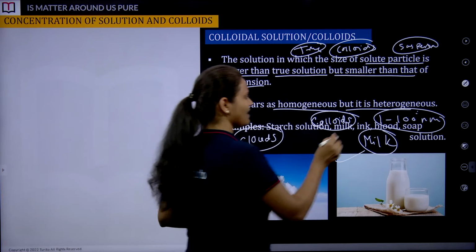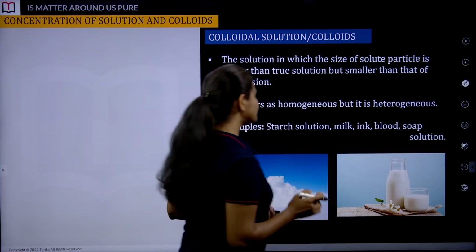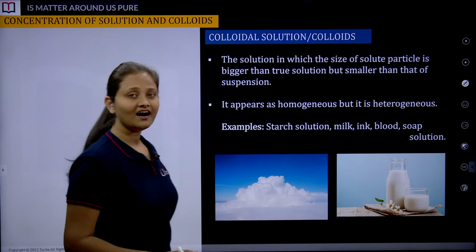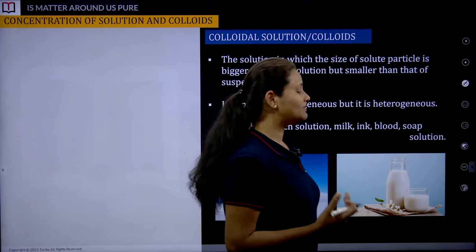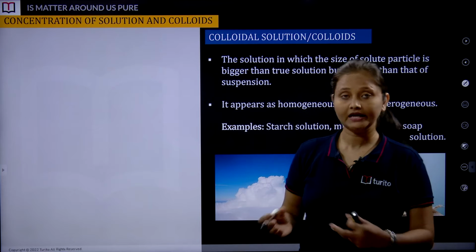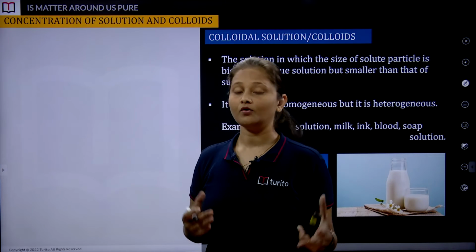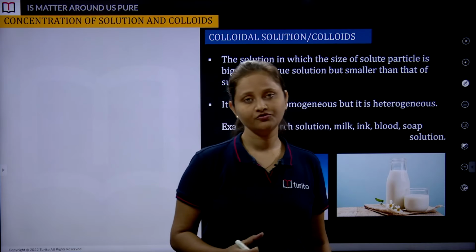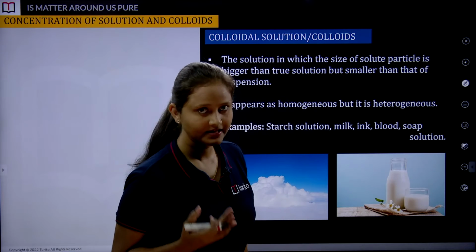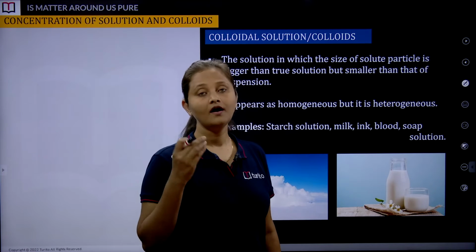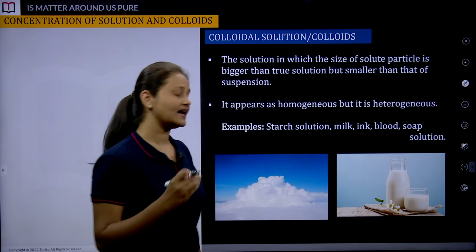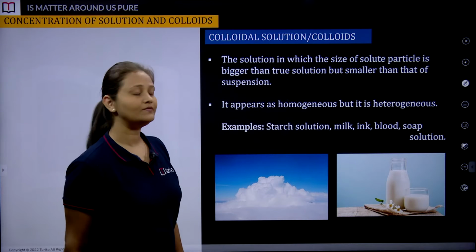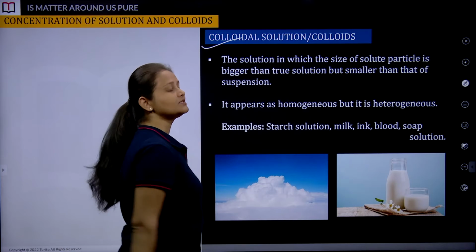So here are some examples: starch solution, milk, ink, blood, soap solution. Though they appear, be it blood, ink, milk or any starch solution, to our eyes they look like homogeneous solutions, but their particle size is in the range of 1 to 100 nanometer, and that's why we say they are colloidal solutions.